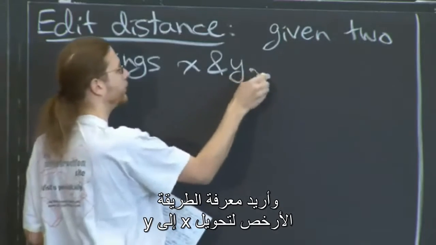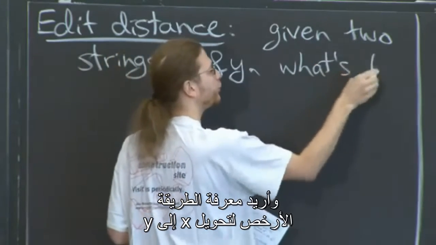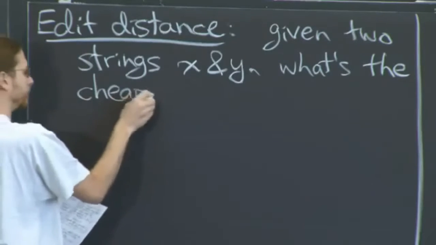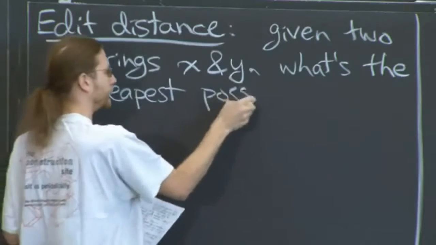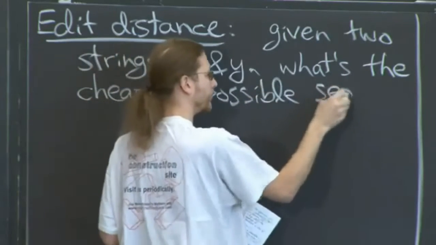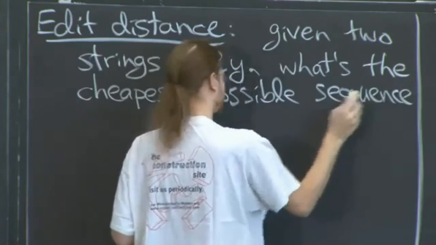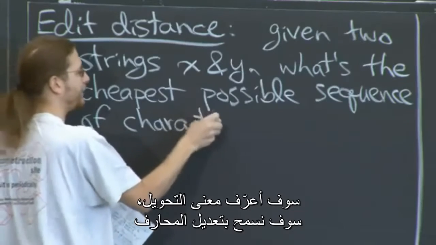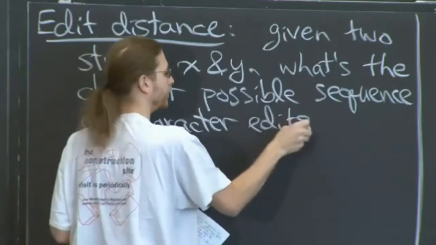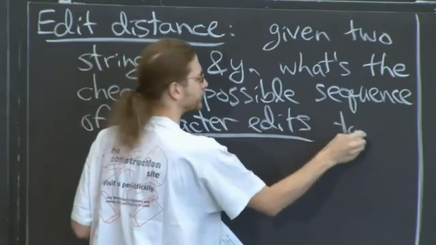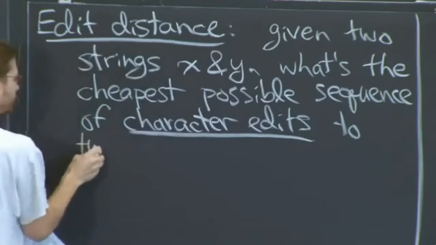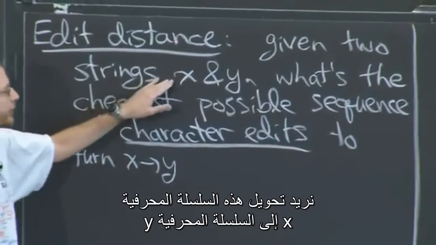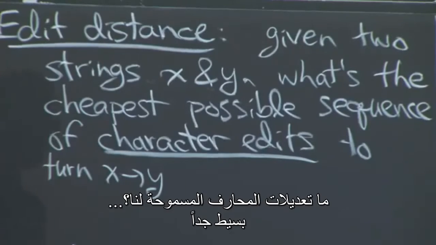And I want to know the cheapest way to convert x into y. I'm going to define what transform means. We're going to allow character edits. I want to transform this string x into a string y. So what character edits are we allowed?